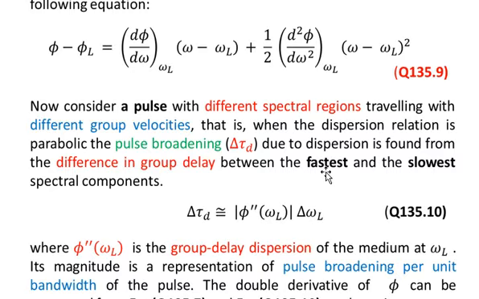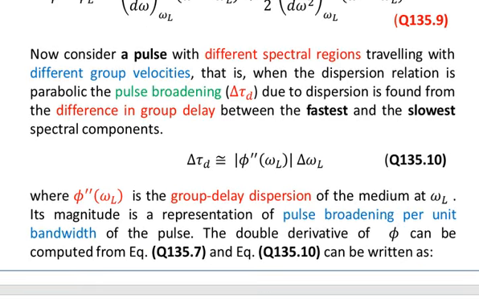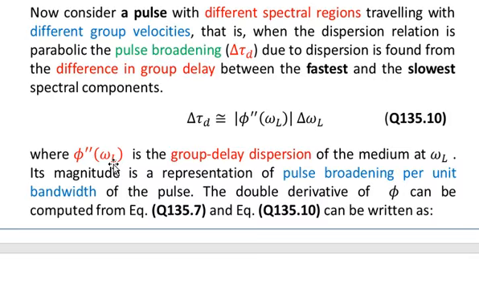Because here we are considering only the fastest component and the slowest spectral component of the pulse, and we are subtracting the two in order to write down the group delay between them. Then we can write the pulse broadening delta tau d is approximately equal to the mod of phi double prime evaluated at the central frequency of the pulse multiplied by delta omega L, that is, the difference of the frequencies with respect to the central frequency, where phi double prime evaluated at omega L is the group delay dispersion. So phi double prime is the group delay dispersion of the medium at omega L. Its magnitude is a representation of the pulse broadening per unit bandwidth of the pulse. So phi double prime will give you the pulse broadening per unit bandwidth of the pulse.